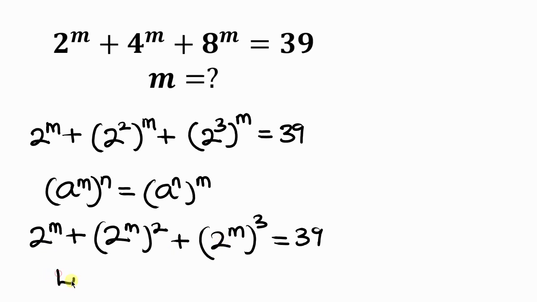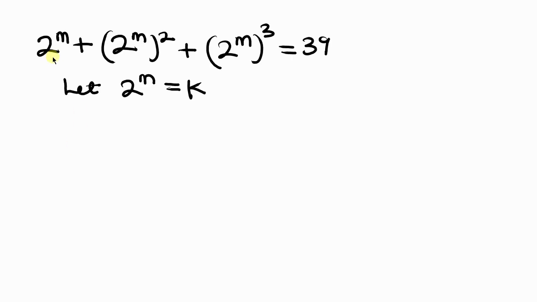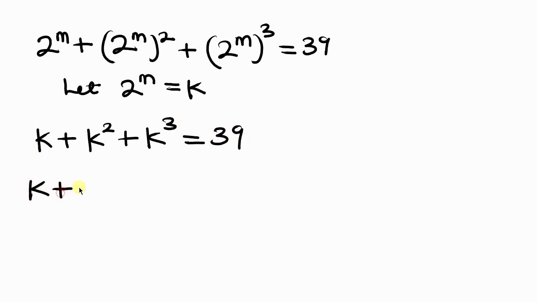So we can introduce substitution by saying that let 2 to the m be equal to k. Now we can rewrite our left-hand side as k plus k squared plus k cubed. Very good. And this is equal to 39. Now let's move this 39 to the left-hand side. So we have k plus k squared plus k cubed. As 39 crosses to the left, it becomes minus 39. And this is equal to 0.